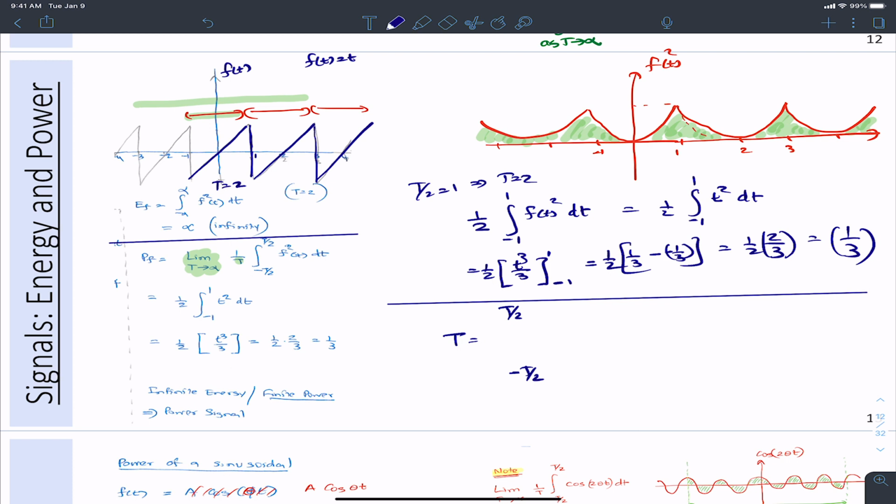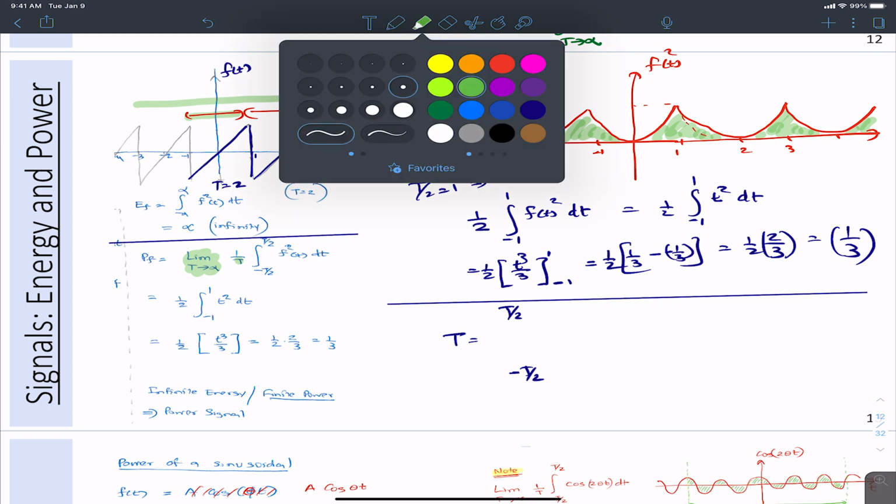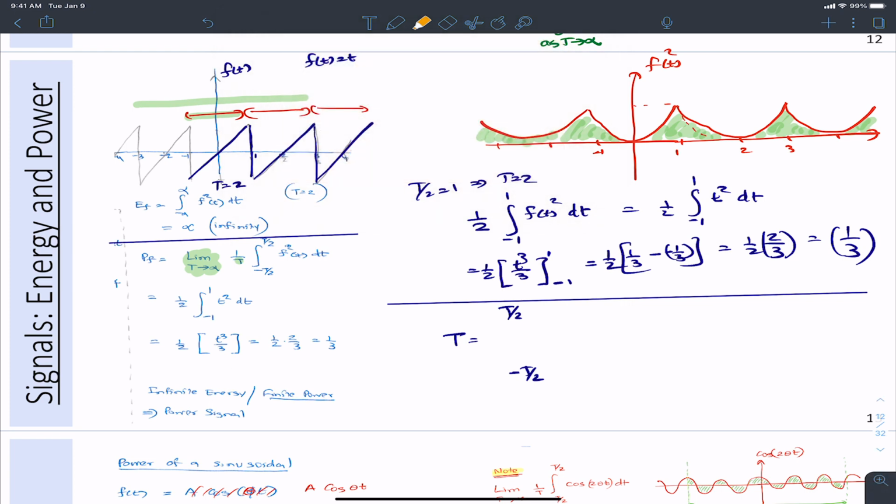Anyway, this is for this periodic signal. We just found out that the energy of this signal is infinity. The power of the signal in this case is 1/3. Most importantly, power is finite. Power is finite, energy is infinity for this periodic signal.